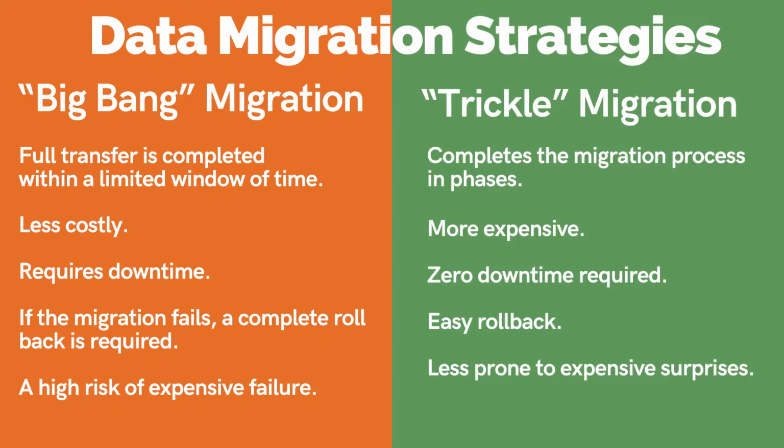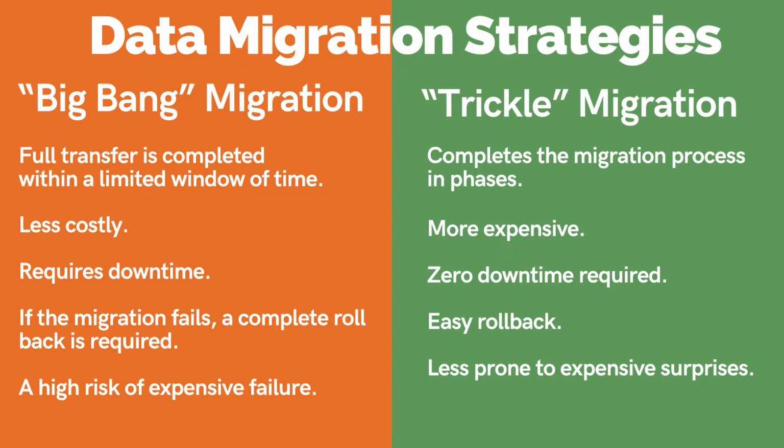Most strategies fall into one of two categories, big bang or trickle. In a big bang data migration, as the name suggests, full transfer is completed within a limited window of time. Whereas trickle migrations, in contrast, complete the migration process in phases. Advantages of big bang migration include, it's less costly, usually less complex. Advantages of trickle migration include, it's less prone to expensive surprises. Zero downtime required as the migration is incremental and easy rollback. If a single phase fails, it's only that phase that needs to be rolled back and repeated.